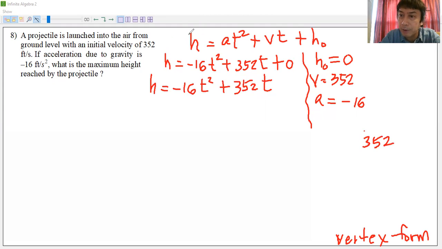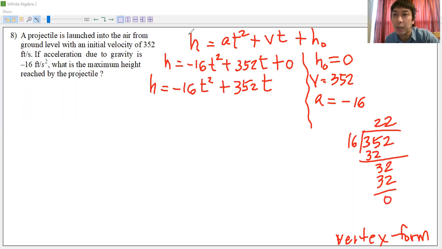So we shall divide 352 by 16. That looks like 2. 2 times 16 is 32. A difference of 3. Bring down the 2. 32 divided by 16 is exactly 2. 2 times 16 is 32. Remainder 0. All right, so 16 happens to be a factor of 352.